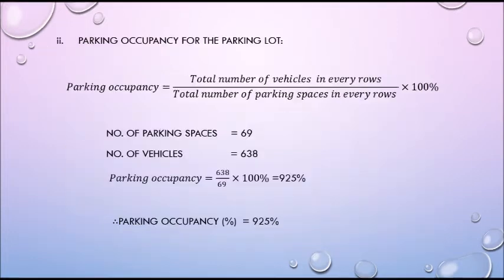For parking occupancy for the parking lot, the formula is the total number of vehicles in every row divided by the total number of parking spaces in every row times 100%. So the number of parking spaces is 69 and the number of vehicles is 638. Therefore, the parking occupancy is the number of vehicles, which is 638, divided by the parking spaces, 69, times 100%. The parking occupancy is 925%.